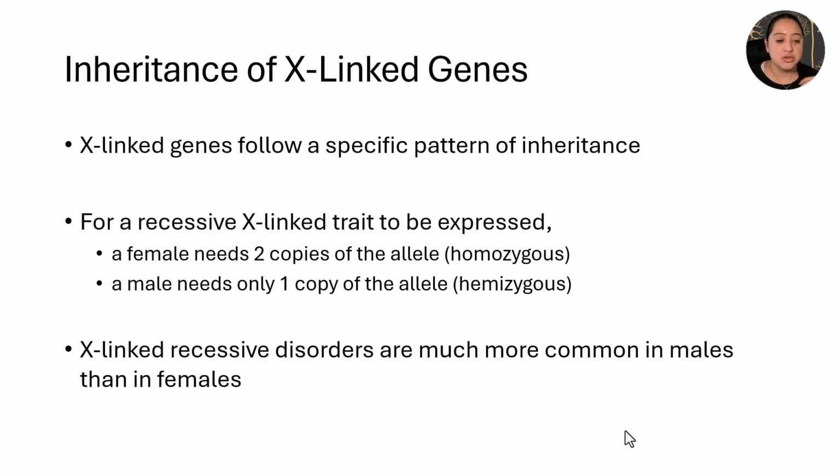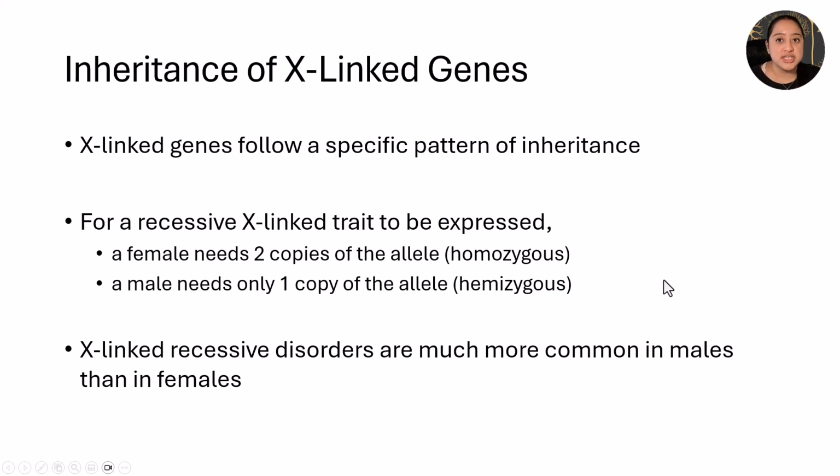A male only needs one copy of the allele for an X-linked recessive trait to be expressed. And in this case, because they only have one, it's hemizygous, because hemi is kind of like half. So a male only needs one copy of the allele. Because there's not two X's, they can't be heterozygous, right? So they are hemizygous because they only have one X. So they only need that one X to express a recessive X-linked trait.